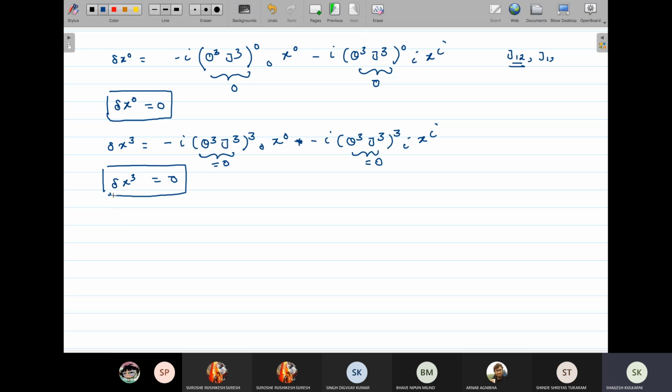And the remaining things, delta x1 and delta x2, will transform according to what we expect from rotation about the z axis. So you can substitute. Delta x1 will be minus theta x2, this you can show. And delta x2 will be plus theta x1.